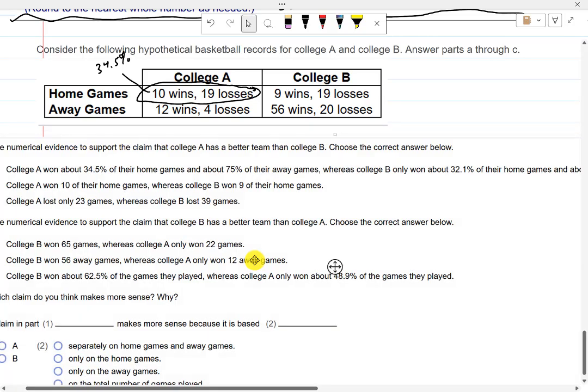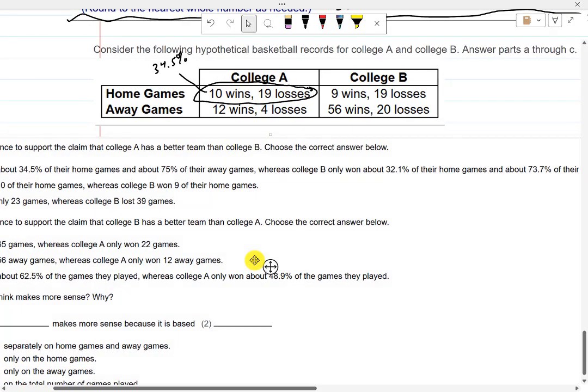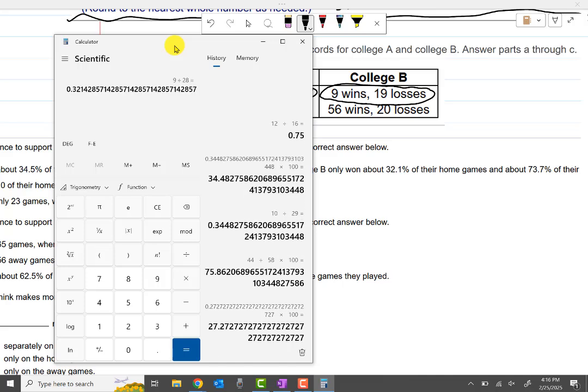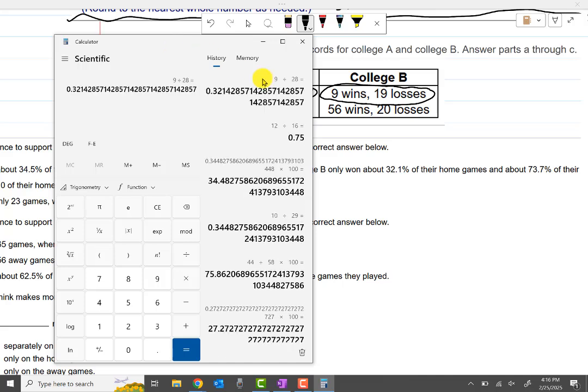Whereas College B only won 32.1% of their home games. So let's check this out. Here you have 9 wins out of 28 games. 9 wins out of 28 games, and that's 32.1%. So it matches theirs.